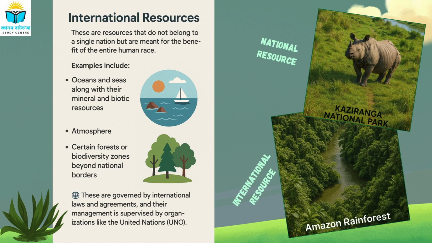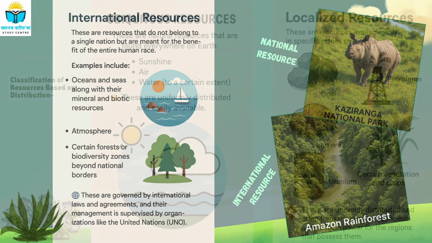For comparison, we can look at examples. Kaziranga National Park is a national resource of India, while the Amazon rainforest is an international resource shared across countries and vital for the whole world.